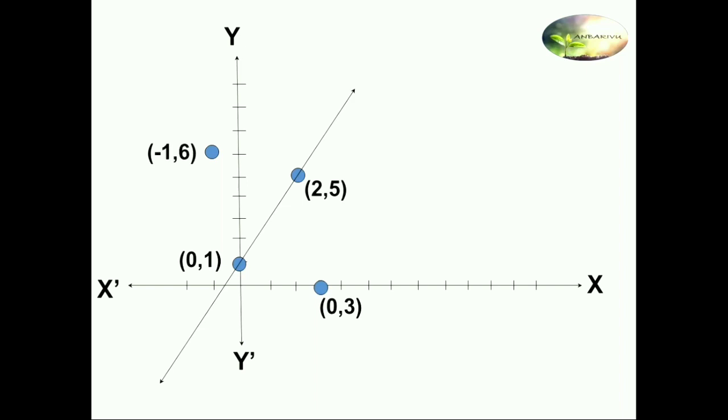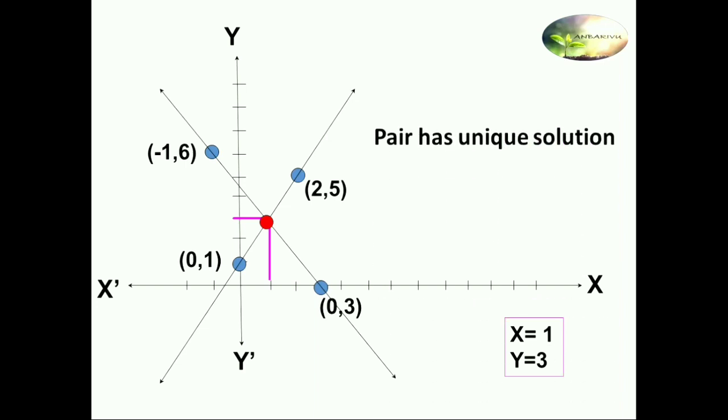Then join the points. Now both the equations intersect at a point. The point is the intersecting point. The intersecting point is (1, 3). Here the pair has a unique solution. Coincident lines.